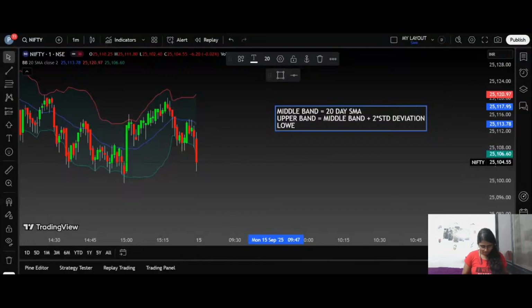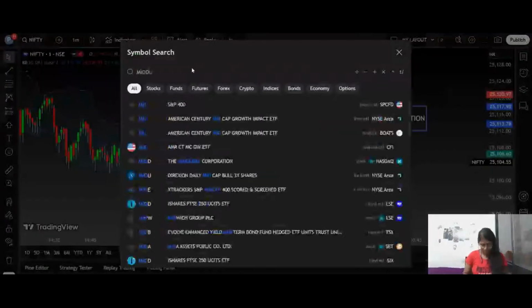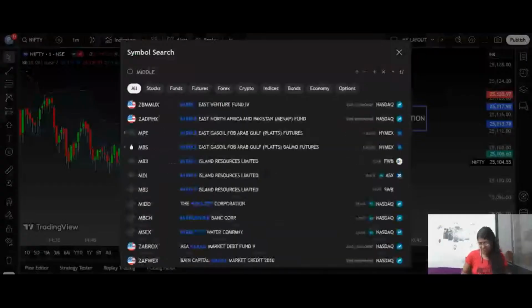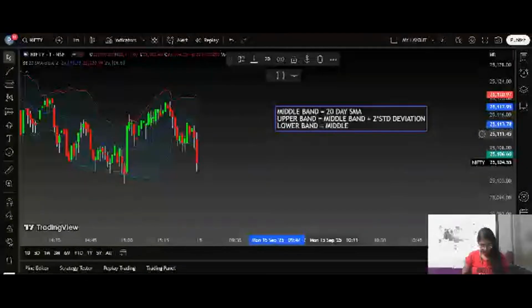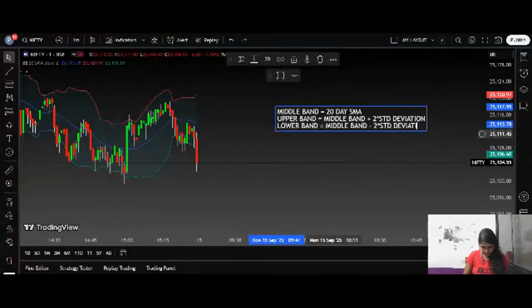Now the chance of lower band. You may guess, if upper band is middle band plus 2 multiplied by standard deviation, what would be the lower band? You may guess this. This is nothing but middle band minus 2 multiplied by the standard deviation. Yes.